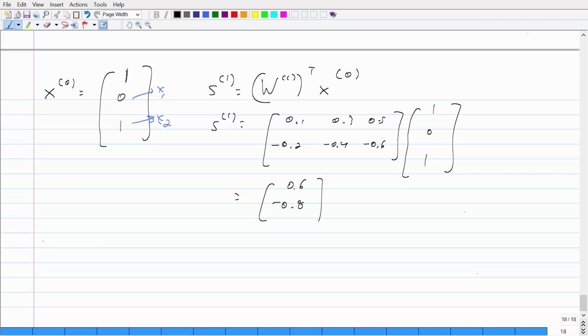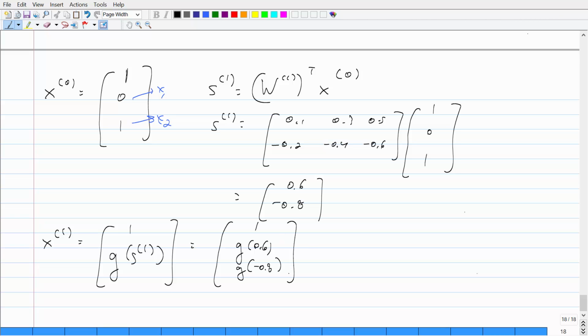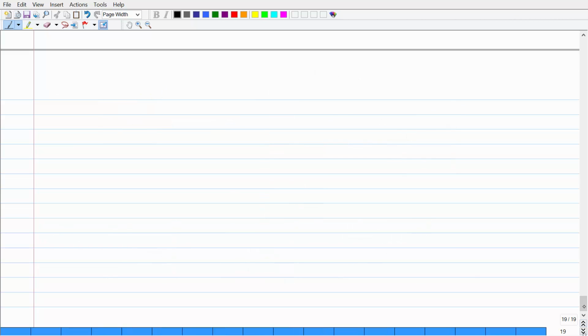Then if you want to compute the outputs for each of these, all you have to do is prepend a 1 like we did before, and then apply the sigmoid function to every single element in the input. So you're doing 1, and then g of 0.6, g of minus 0.8. You go ahead and do the sigmoid, and we get 1, 0.6457, and 0.31. So that's the output of the first hidden layer.